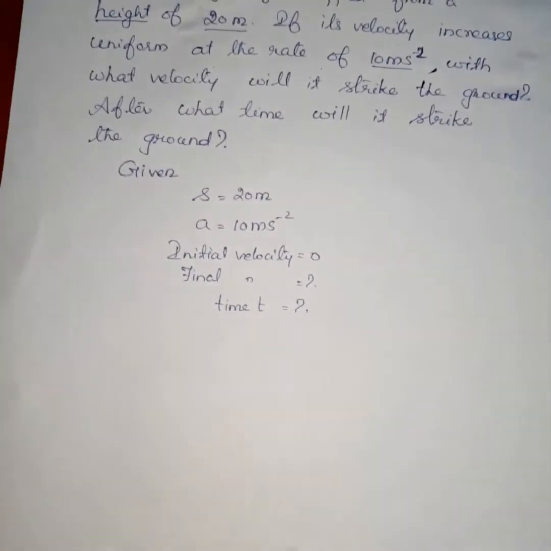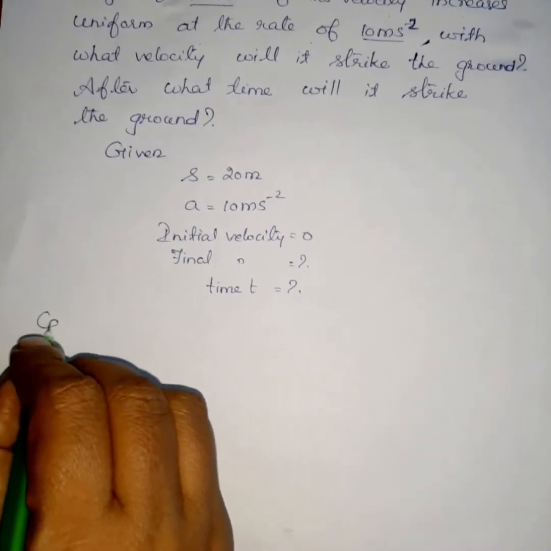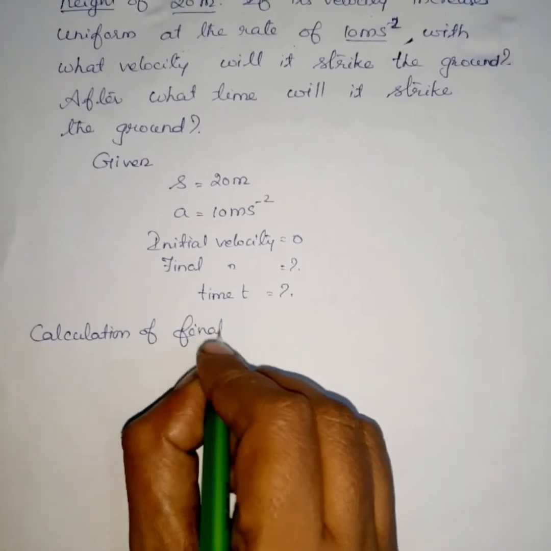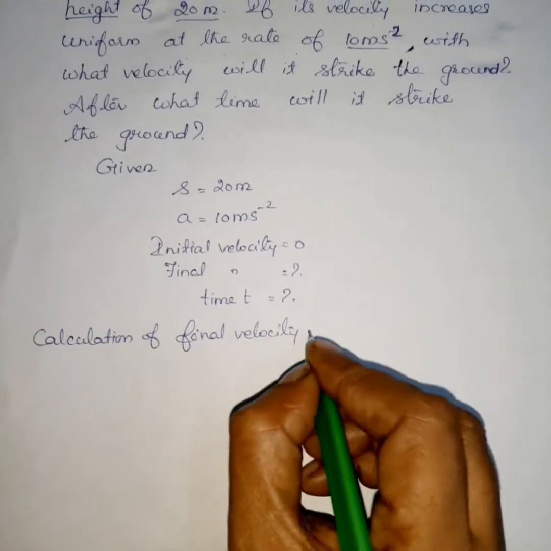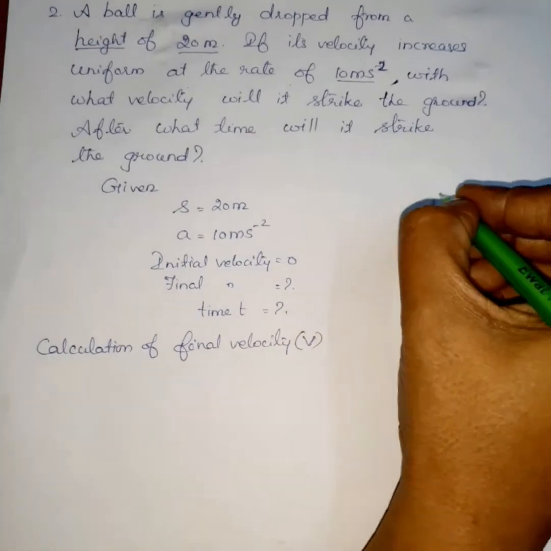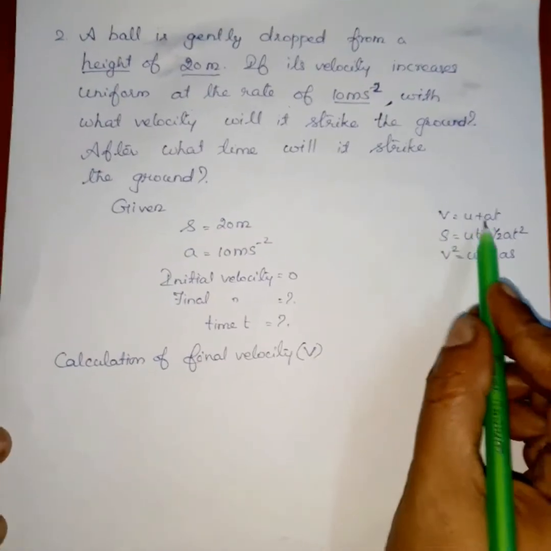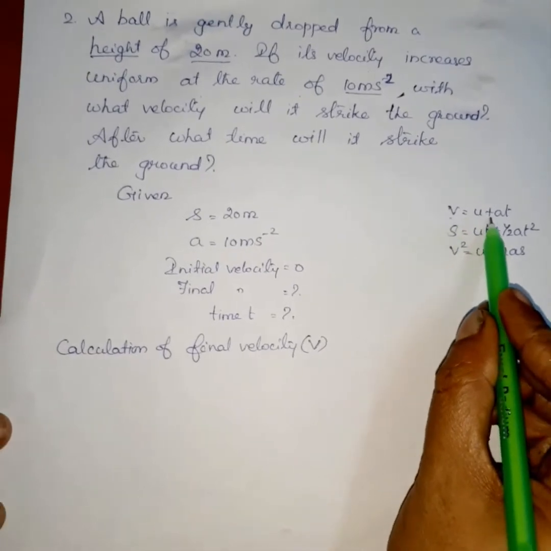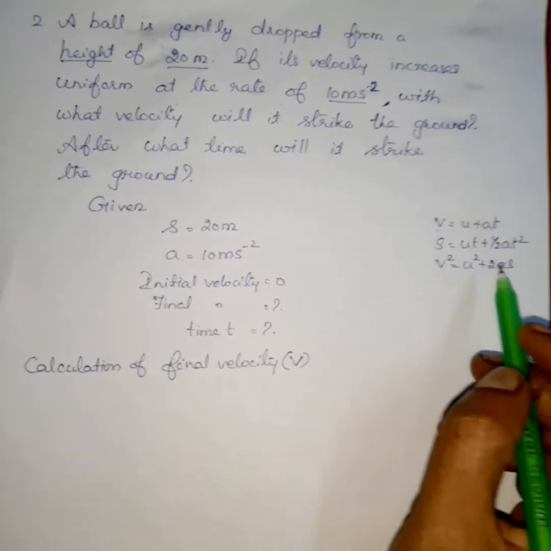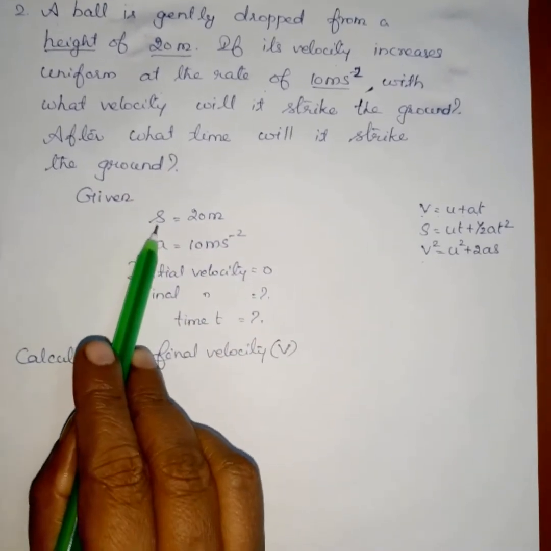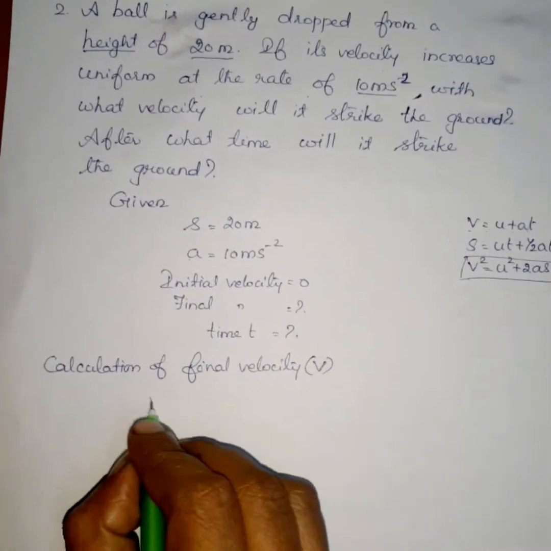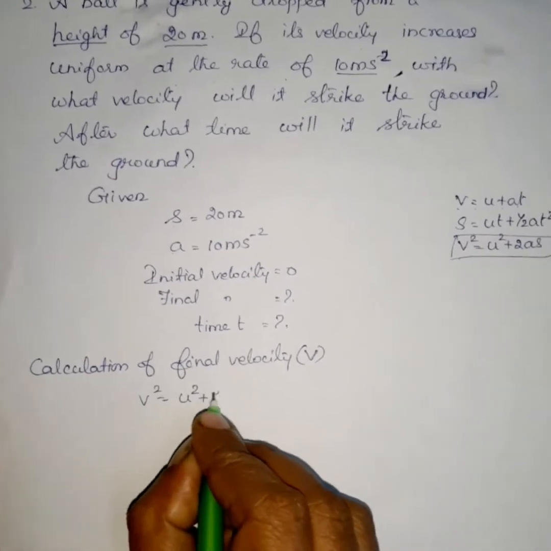So the calculation of final velocity, first you write calculation of final velocity. Final velocity you mention with v. Okay, so what's the formula? Listen, these are the three equations of motion. v is equal to u plus at, s is equal to ut plus half at square, v square is equal to u square plus 2as. Now here substitute the values of s and a. So you find out the third equation of motion: v square is equal to u square plus 2as.